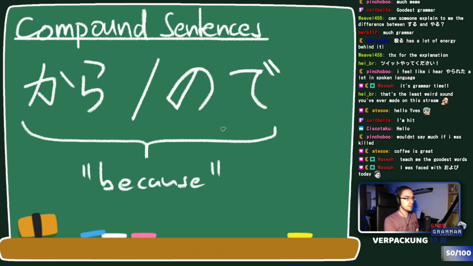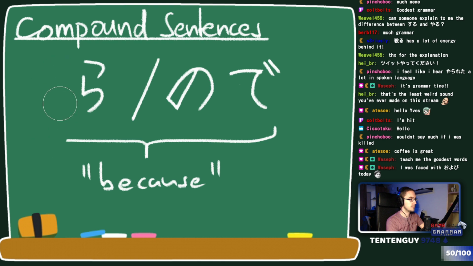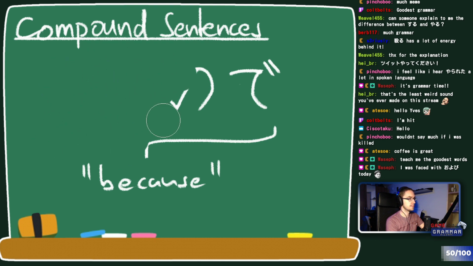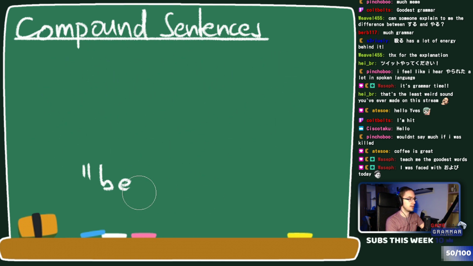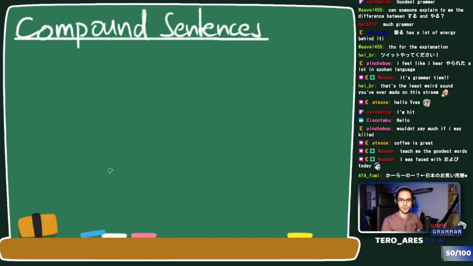Now, how do we use these words? The basic structure is going to be something like this. Let me make some space so I can show you. I'll show you the basic structure, then we'll quickly talk about the difference between kara and node, and then we'll look at a bunch of examples. I have a link here from Tae Kim's guide that just has a bunch of sentences.